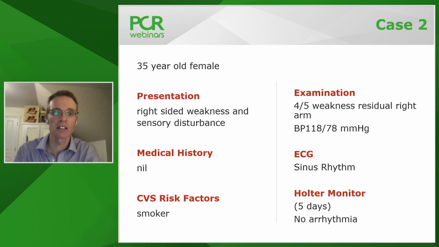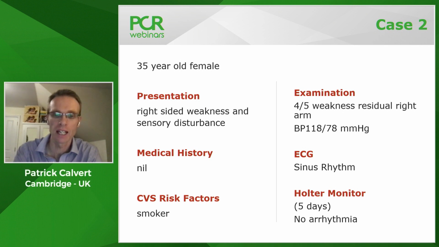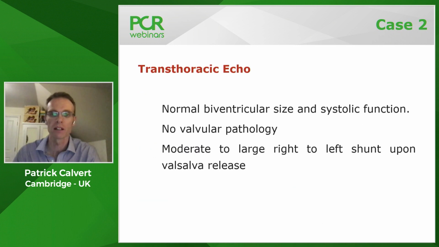So second case, 35-year-old female, right-sided weakness and sensory disturbance without any past medical history, but she is a smoker. She has some residual weakness on the right side, but with controlled blood pressure and 5 days of Holter monitoring showing no arrhythmia. Her echocardiogram is unremarkable, and she's got a moderate right-to-left shunt on Valsalva release of transthoracic bubble echo.